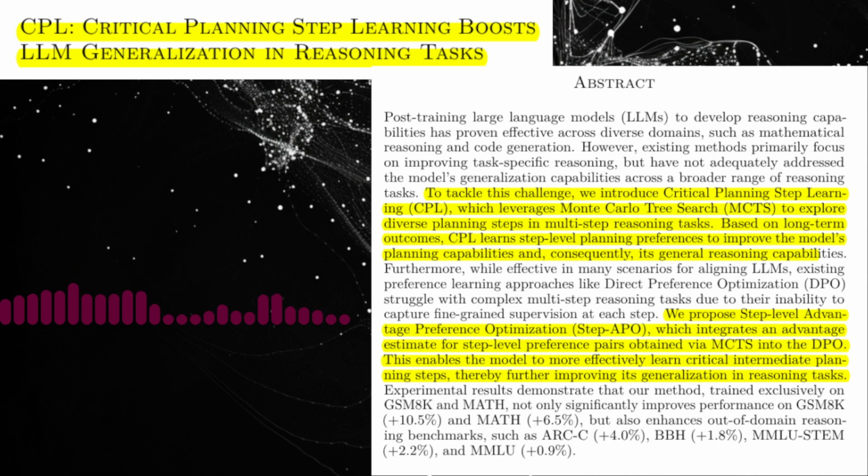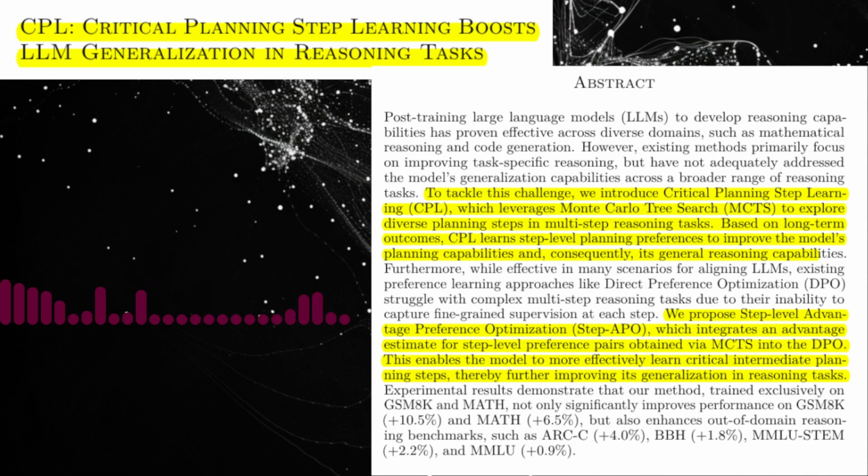Future research could explore ways to further enhance the diversity of planning steps explored by MCTS. This could involve incorporating more sophisticated exploration strategies or using different reward functions to guide the search process. Additionally, investigating the application of CPL to other types of data, such as code, could be a promising direction for future work. To wrap up, can you summarize the key contributions of this paper?